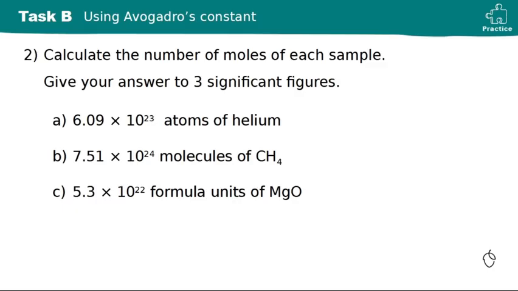So we need to calculate the number of moles. And what we would simply do to calculate the number of moles is divide these numbers of atoms, molecules, and formula units by Avogadro's constant.